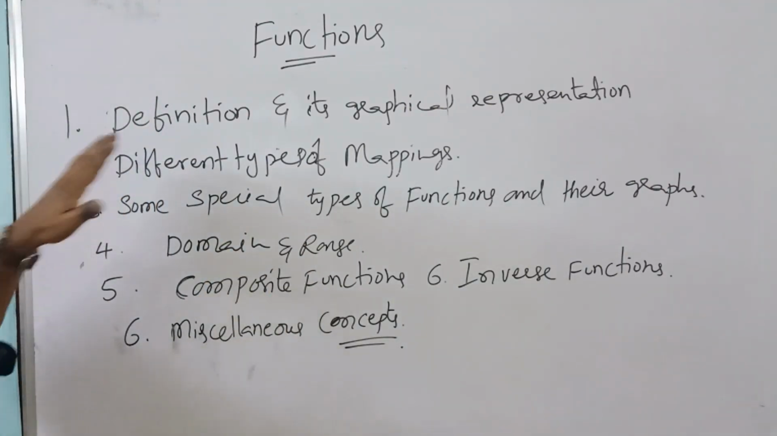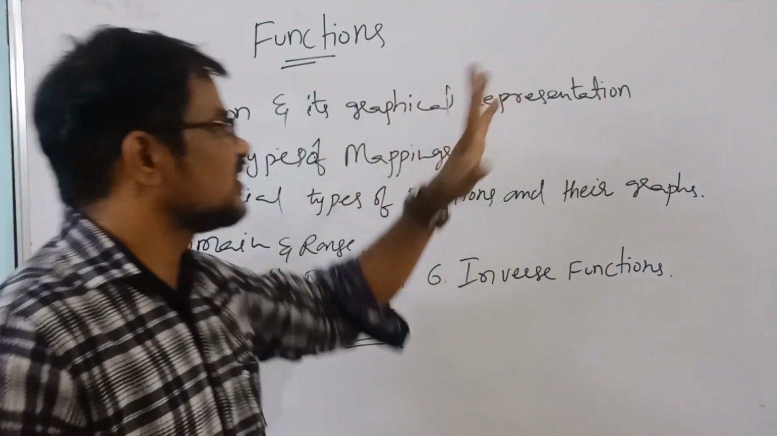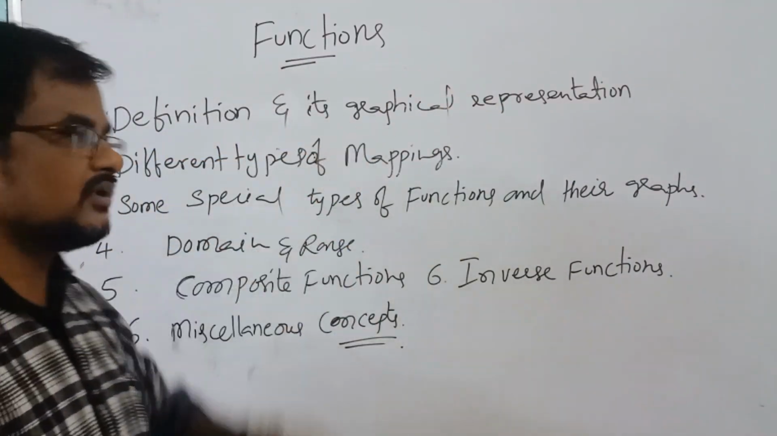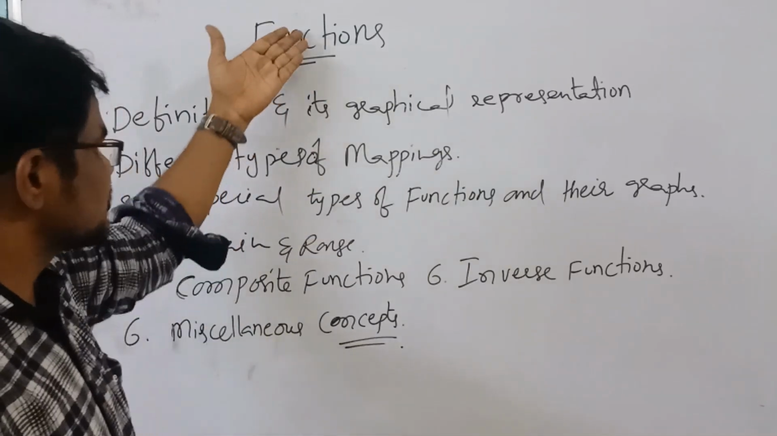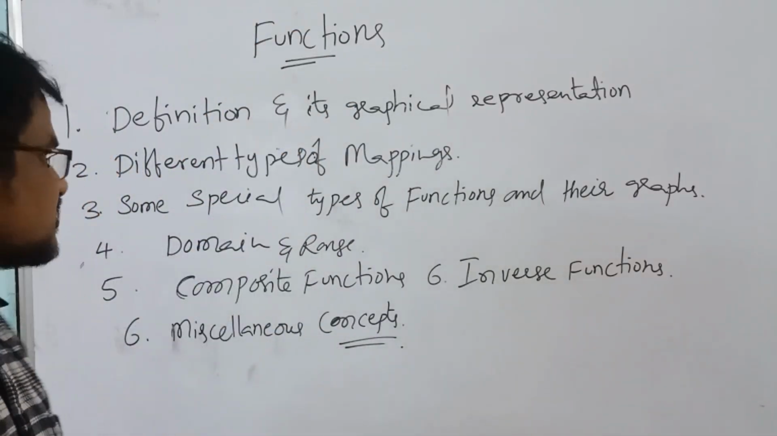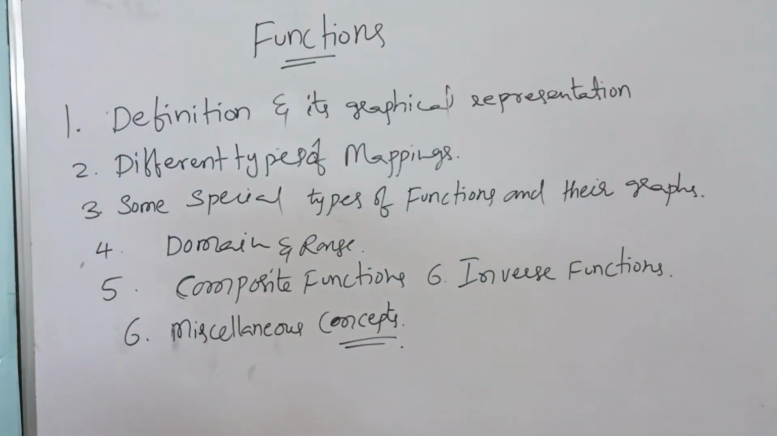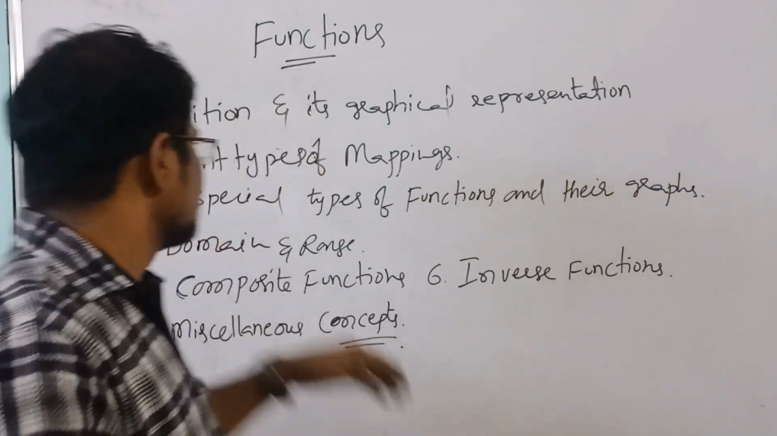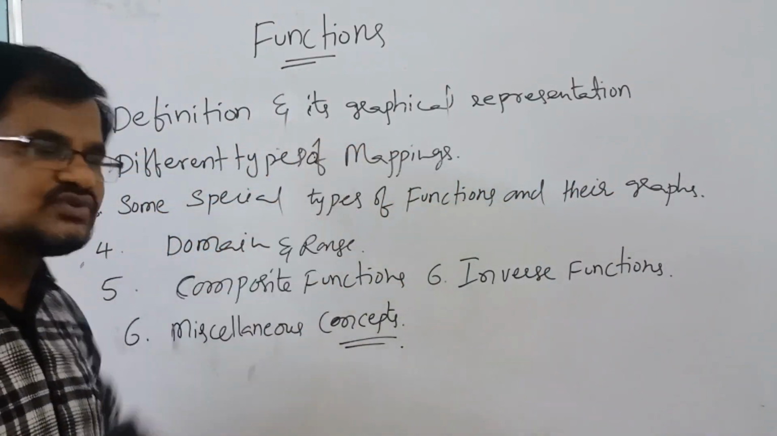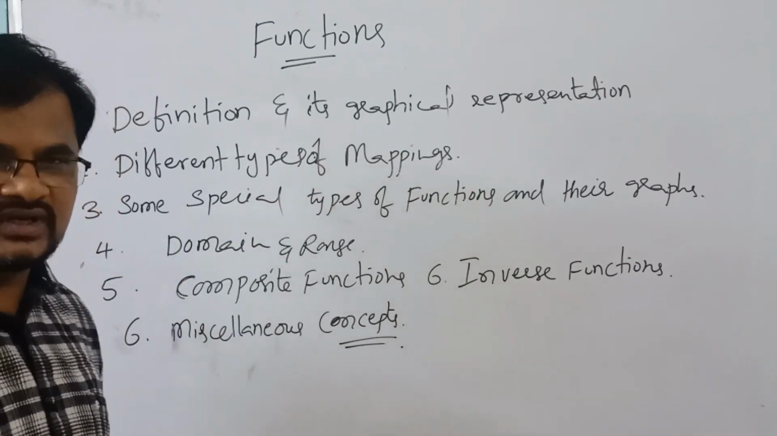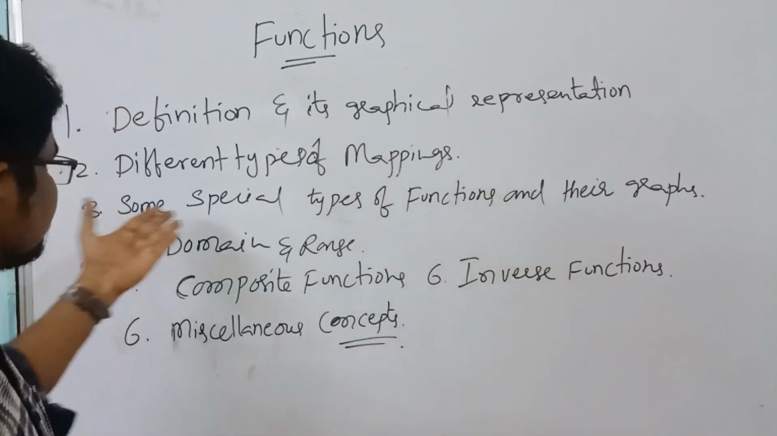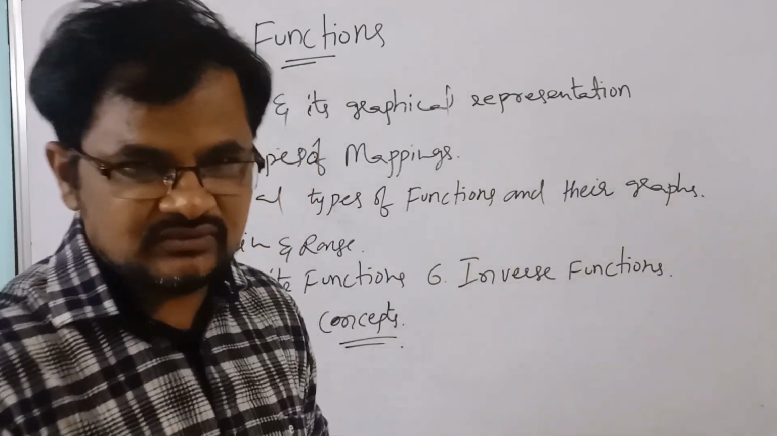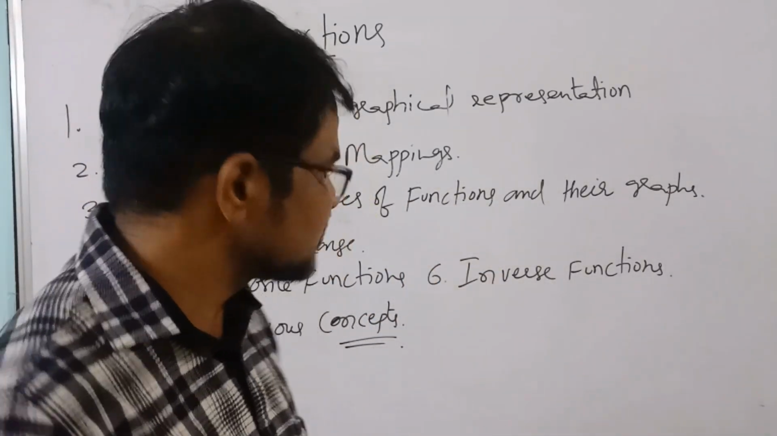First one is definition and its graphical representation. Second one is different types of mappings, meaning function is also called mappings. And the third one is some special types of functions and their graphs. Different types of mappings means one-one function, onto function, like that. And some special types of functions means modulus function we have to discuss, greatest integer function, like that.